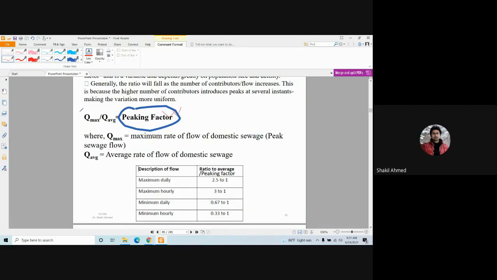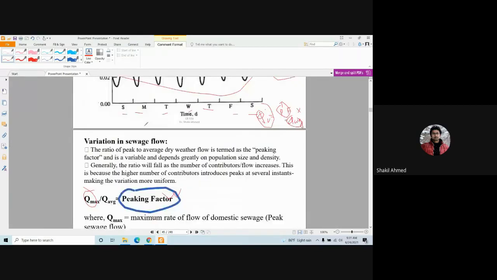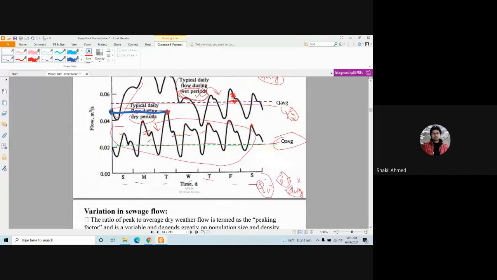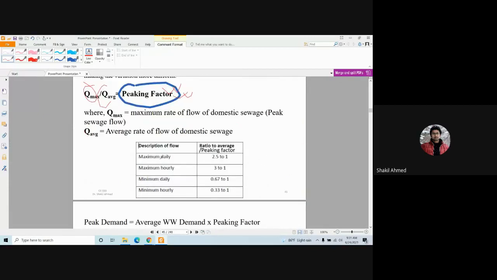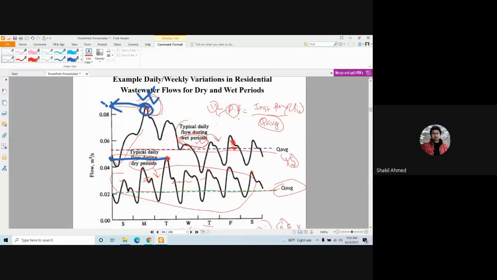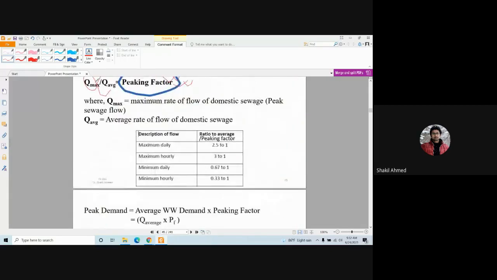You can see that this point is above the average line. So peaking factor is Q instantaneous, Q max. If this is here, then Q instantaneous will be the Q max. Q max divided by Q average equals the peaking factor. Usually we use the highest flow in design, so you use maximum here. Maximum daily peaking factor is 2.5 to 1. Maximum hourly peaking factor is usually 3 to 1. Minimum daily 0.67 to 1, and minimum hourly 0.33 to 1.